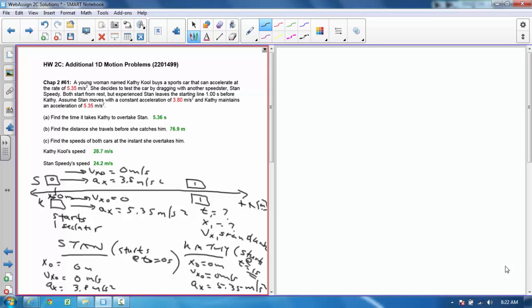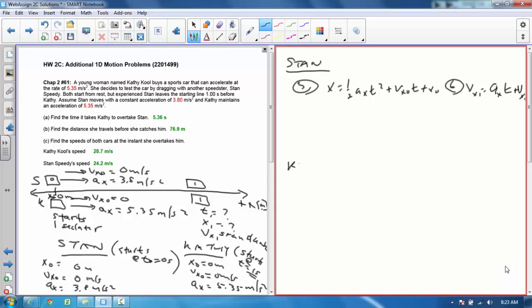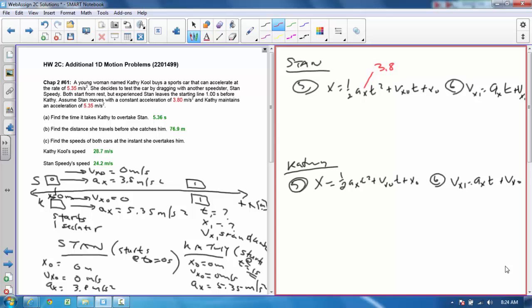All right, so let's work out some equations for Stan. We'll put Kathy down below here. I'm going to write the same equations. So for Stan, we have to put in some numbers, right? We know his ax is 3.8. We'll substitute that. We know his initial velocity is 0. That's nice, that's going to be gone. And his initial position is going to be 0. Same thing here. His initial velocity is going to be 0. Okay, so let's go ahead and write up Stan's equations. So there's Stan's equations. Easy enough.